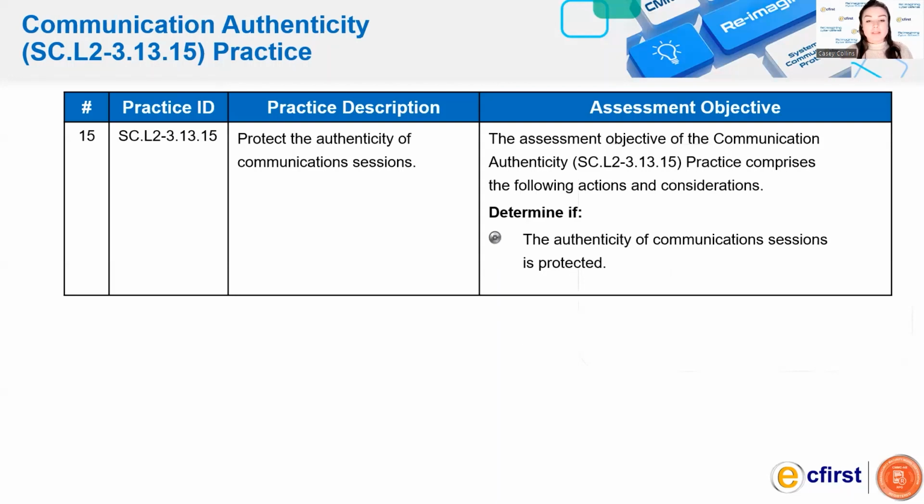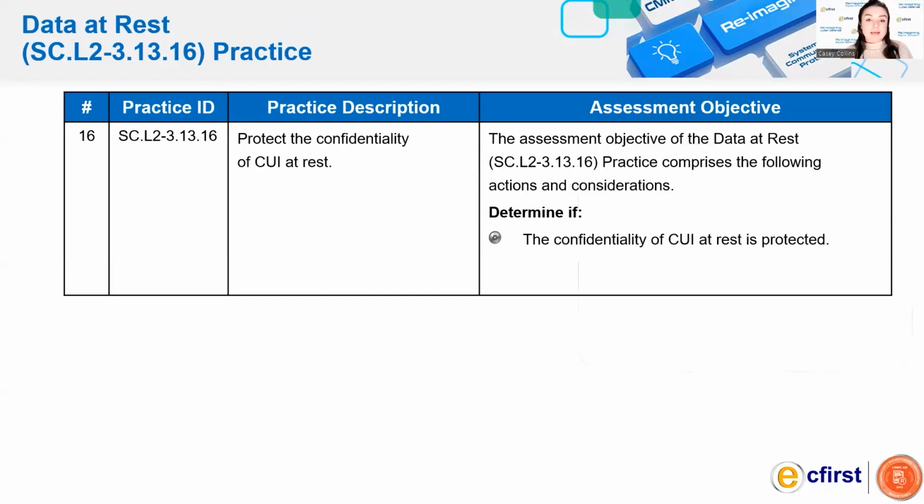Communication authenticity. Protect the authenticity of communication sessions and determine if the authenticity of communications is being protected. So again, a pretty simple one. Data at rest. Practice description being protect the confidentiality of controlled unclassified information at rest. And the assessor would want to determine that it is actually being protected when at rest, not just in transit.